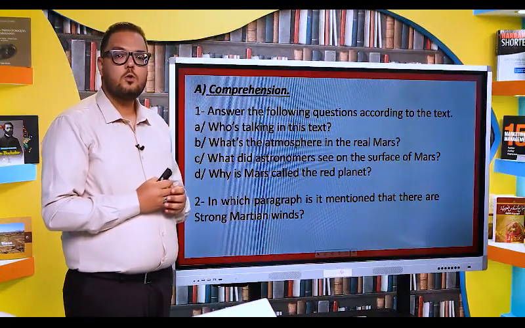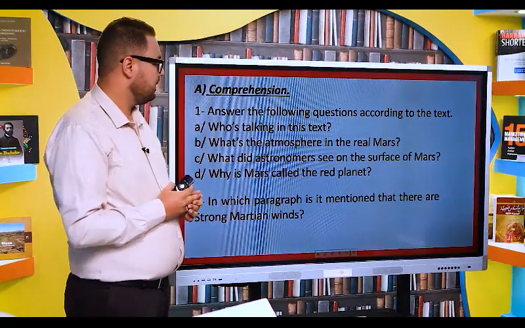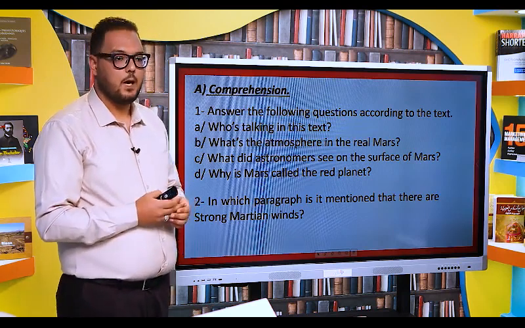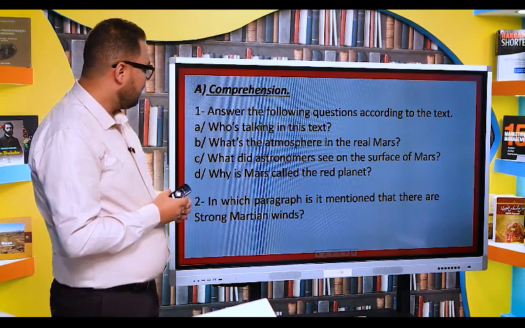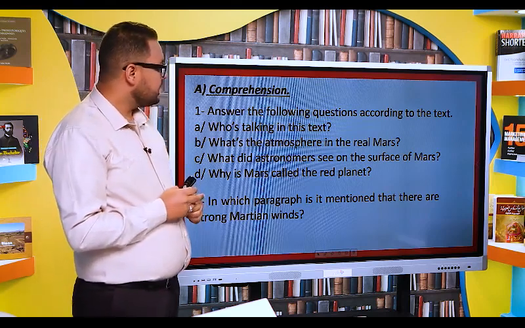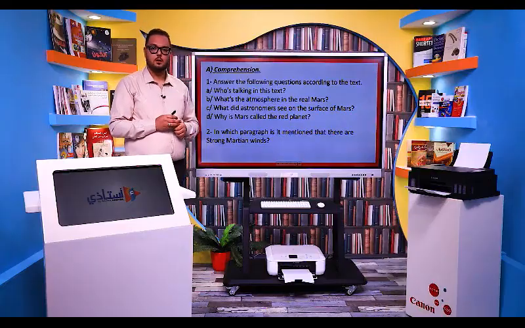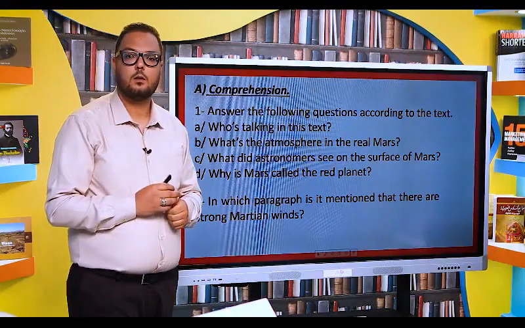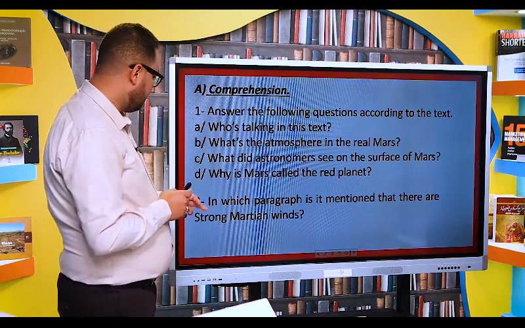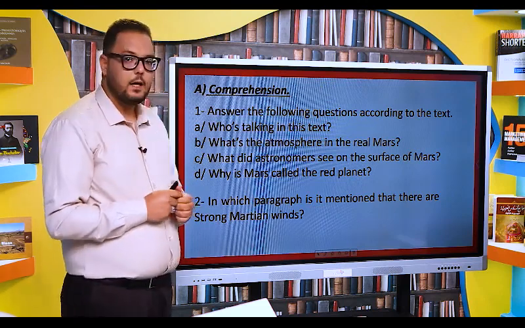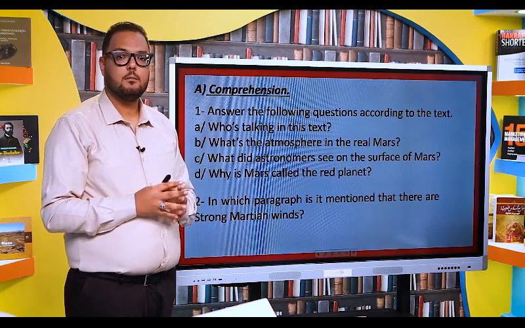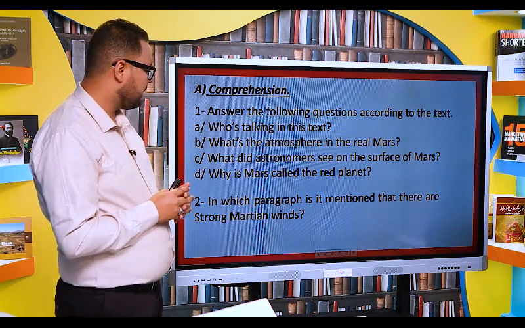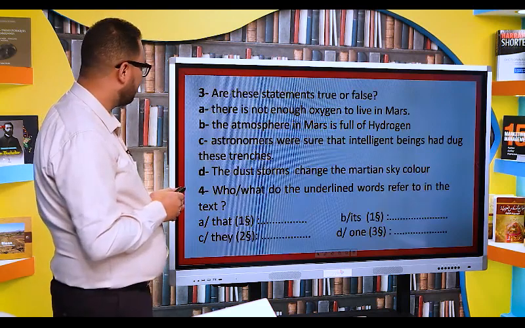A. Who's talking in this text? B. What's the atmosphere in the real Mars? C. What did the astronomers see on the surface of Mars? D. Why is Mars called the red planet? Number 2. In which paragraph is it mentioned that there are strong Martian winds?